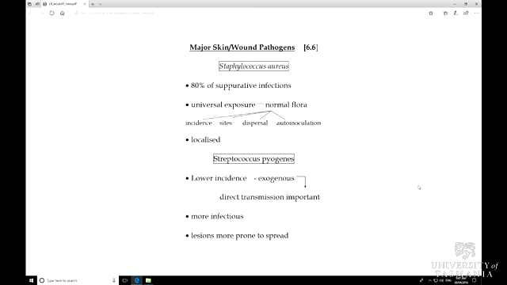Now, Group A strep is a bit different. First of all, Group A strep is much less common than Staph aureus as a cause of skin infection, because fewer people carry Group A strep. Group A strep carriers tend to be mostly young kids, say less than 15, and adults tend not to carry Group A strep. Because it's less commonly carried, often the source will be exogenous, not endogenous. And it's common to see the bug being spread between people, especially kids in the playground.